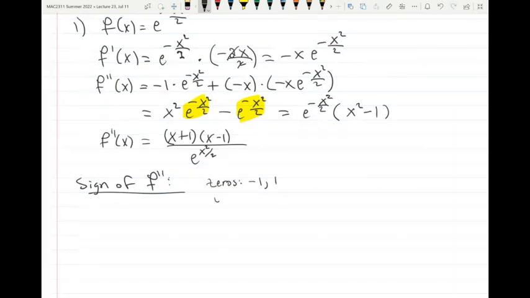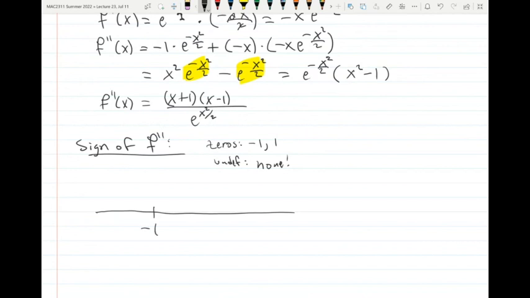Negative 1, 1. And undefined? None. This is a fraction, it will be undefined if the bottom is 0, but this bottom is never 0. Exponentials are always positive. Do you understand this? E to whatever is always a positive number.